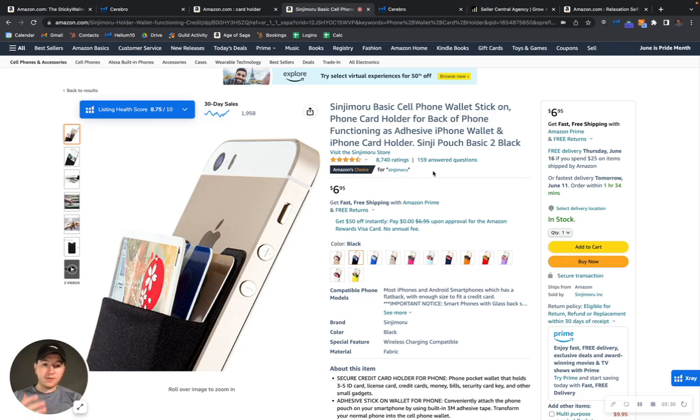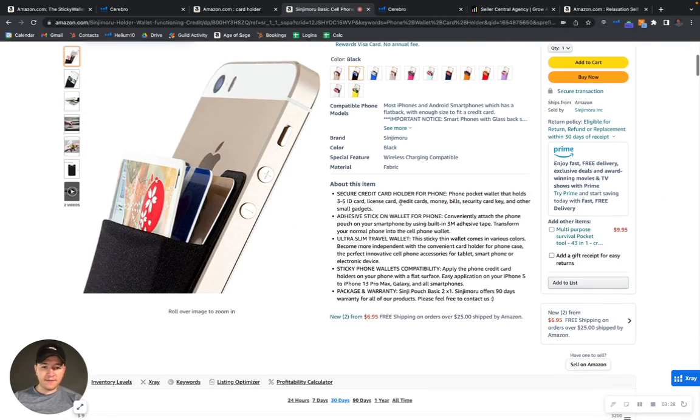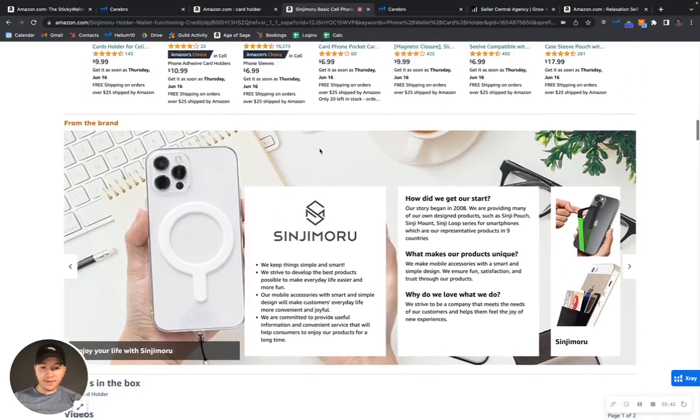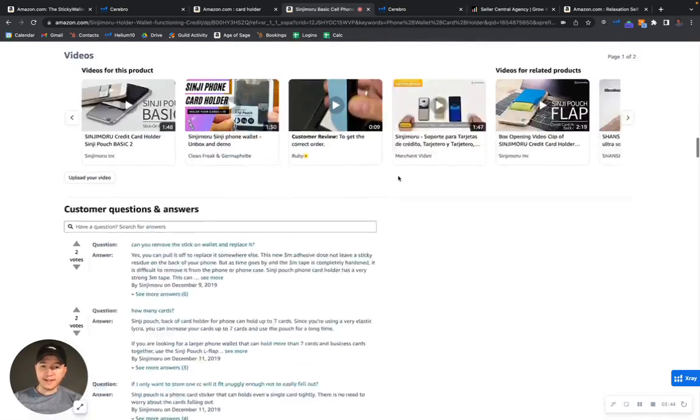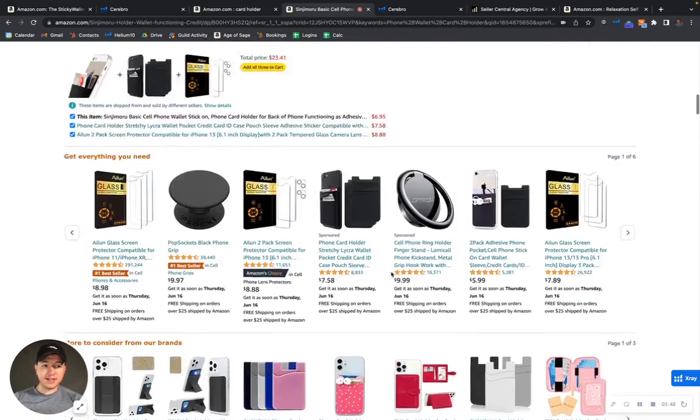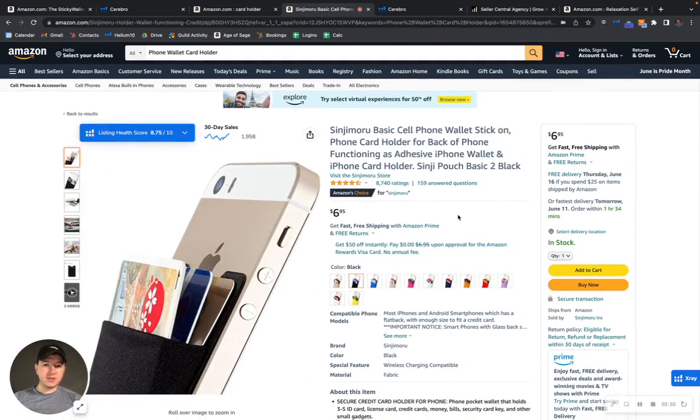So the reason why they're ranking so much for these keywords is because they're really honing in their SEO. And you can tell because they have a very optimized title, right? They have optimized bullet points. As you can see, they have a From the Brand module. And surprisingly, they don't have any A+ content underneath it. Okay, so that basically shows you that there's gaps and holes in their listing as well.